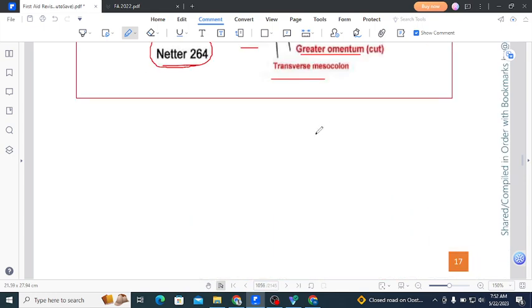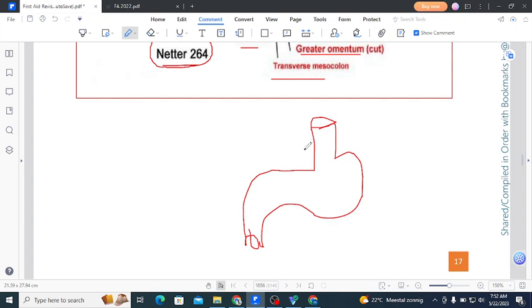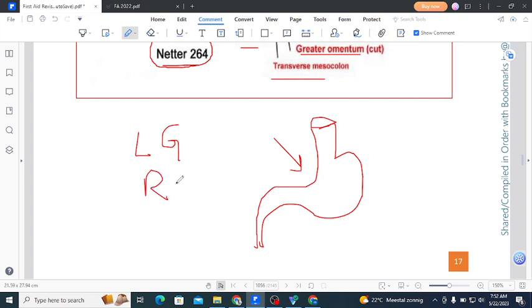On the lesser curvature, suppose this is the stomach. I draw the stomach again and again. There's the esophagus, and then we have a curvature like this. On the lesser curvature of the stomach, we have the left and right gastric arteries. The left gastric artery comes in that direction, and the right gastric artery, and they anastomose on the lesser curvature, while the left and right gastroepiploic arteries anastomose on the greater curvature of the stomach. We'll see that blood supply later on, but for right now, just remember this.